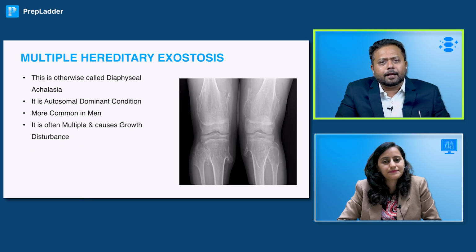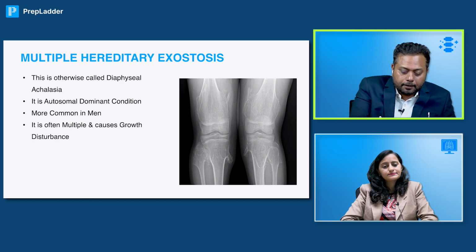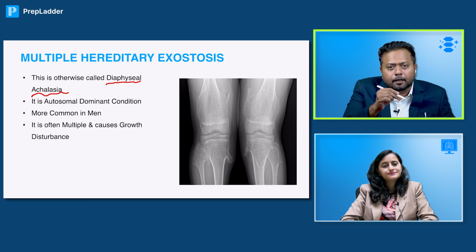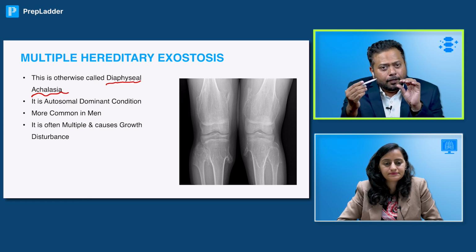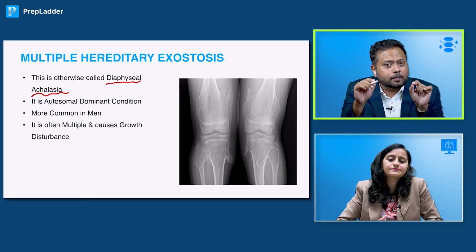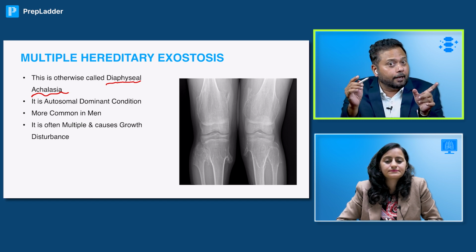Then I said there is an exception. So far what we were discussing is called exostosis. There is a condition called multiple hereditary exostosis. This is otherwise called diaphyseal achalasia. Look at this word, diaphyseal achalasia. So far what we have said, the classical site of osteochondroma or exostosis is the metaphysis. There is a condition called diaphyseal achalasia, more common in men. Five years before, the old edition of Apley said equal sex ratio, the latest Apley says it's more in men. So this point again we should concentrate.